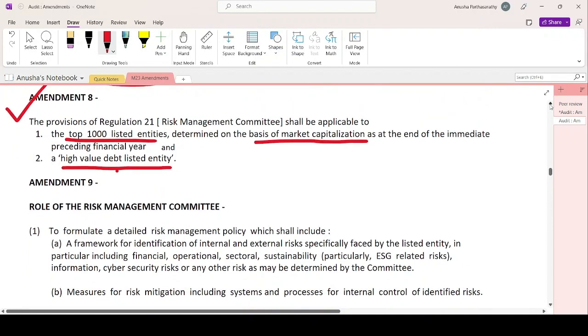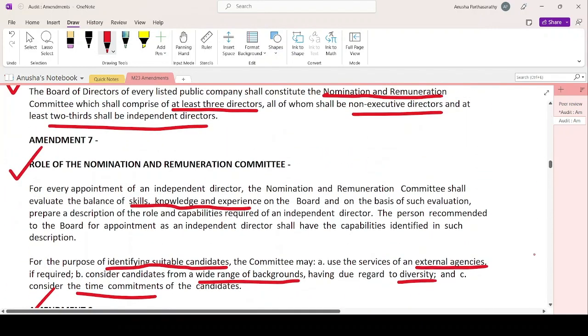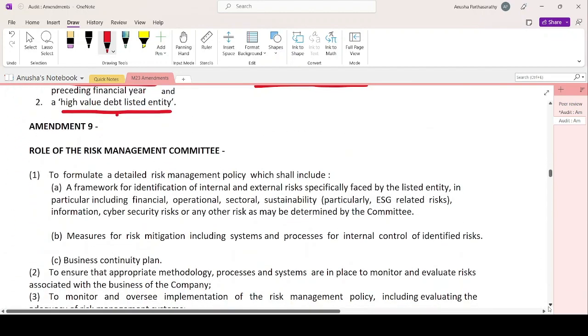We have one point for the nomination and remuneration committee, like the role of the nomination and remuneration committee. Likewise, we have a role for the risk management committee: to formulate a detailed risk management policy, which inter alia shall include a framework for identification of external and internal risks specifically faced by the listed entity, in particular including financial, operational, social, sectoral, sustainability, information, cyber security risk, or any other risk as may be determined by the committee. It also says measures for risk mitigation, including systems and processes for internal controls of identified risk.